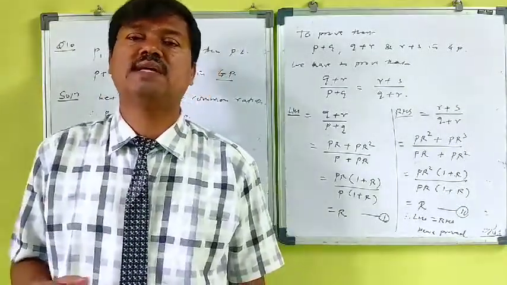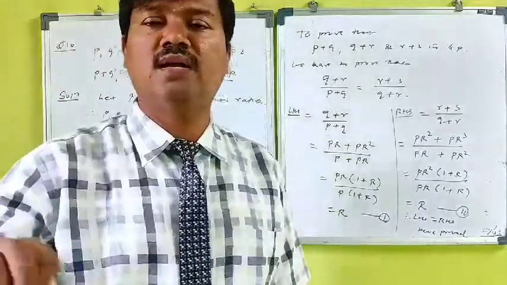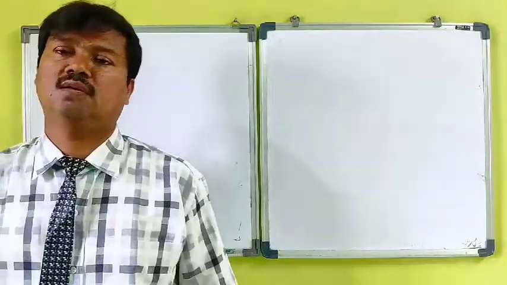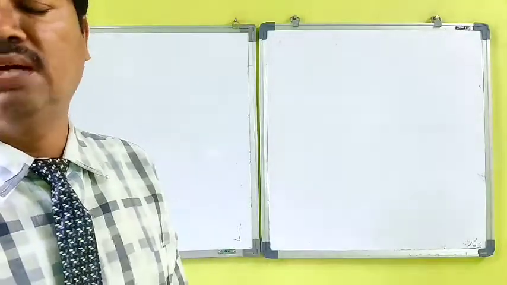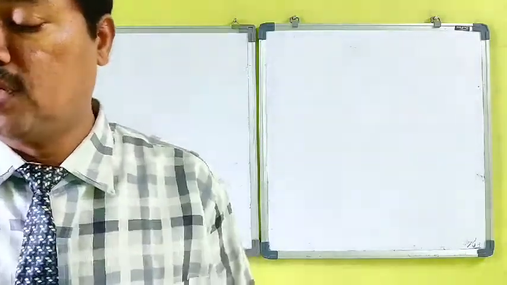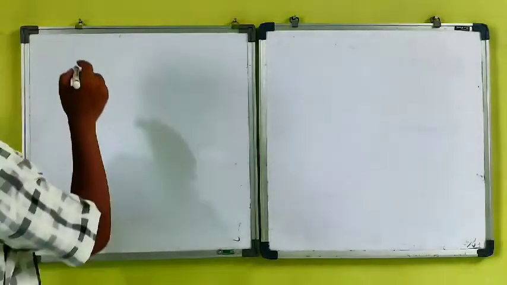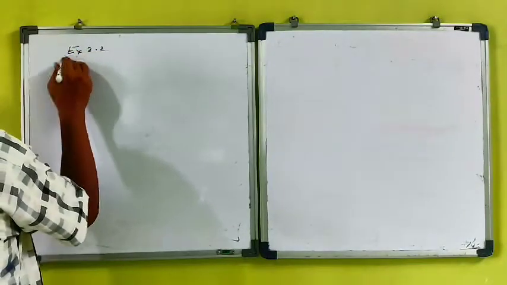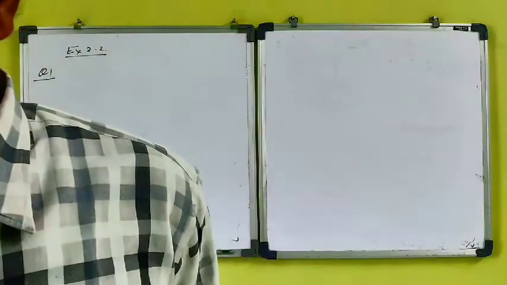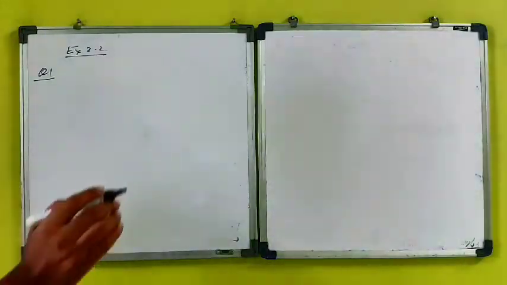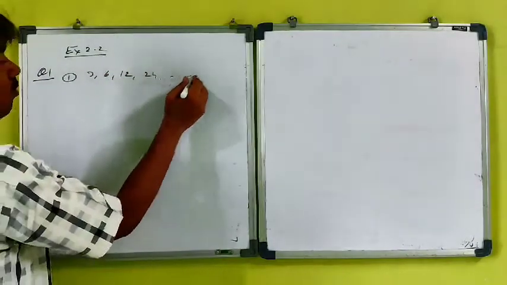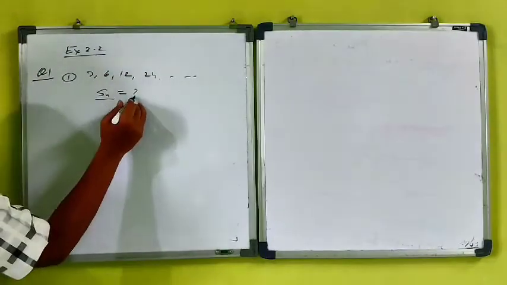Now we will go to the sum based sum, and that is the sum of the geometric progression. Now here we will solve the question based on the sum in the geometric progression. So for exercise 2.2, question number 1: 3, 6, 12, 24 is given to you. What is Sn? So Sn क्या होगा?